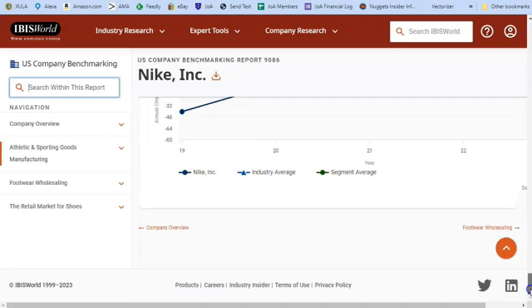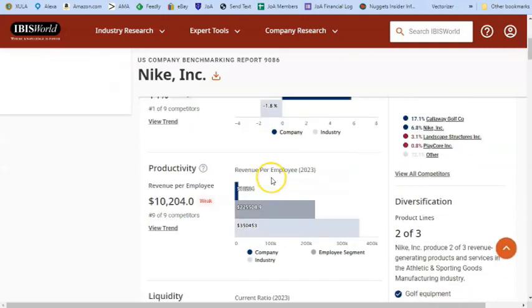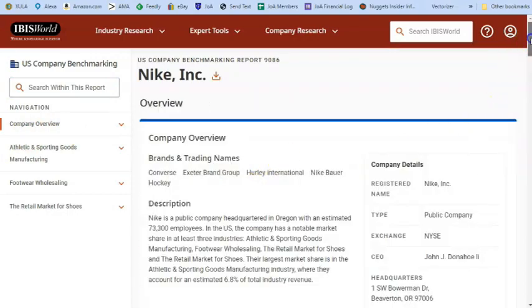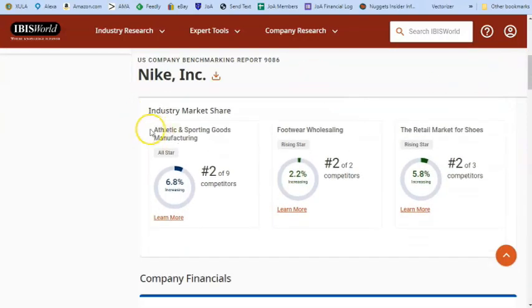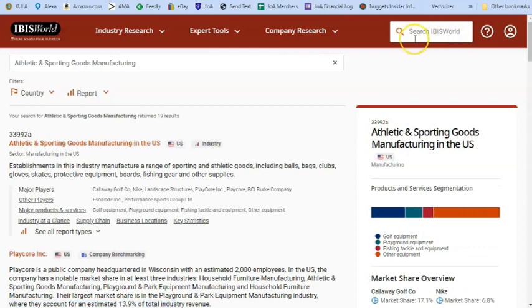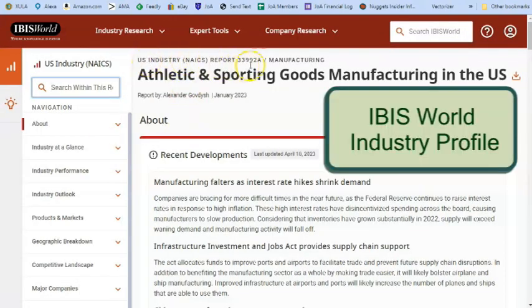So let's take a look at the industry profile. So I'm going to go back up here to the company overview. And then I'm going to pick an industry to go into. So I want to know about athletic and sporting goods manufacturing in general, not specifically about the company Nike. So I've searched for that. It came up right away. And now I am looking at the industry report.